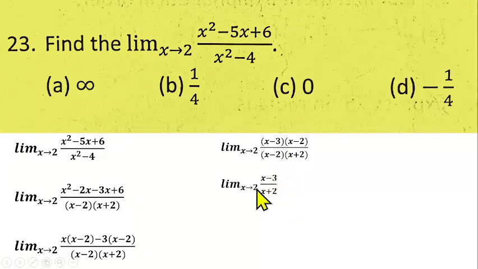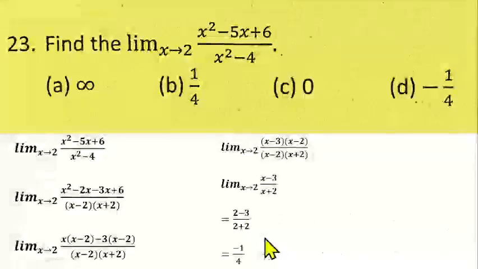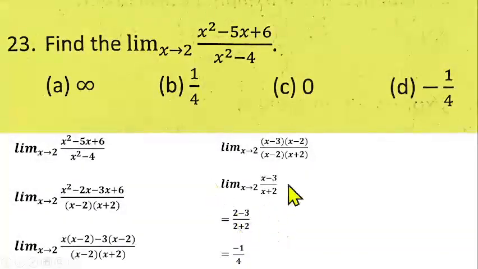At this junction, you can put the value of x in there. So you'll have 2 minus 3, which is minus 1, over 2 plus 2, that gives us 4. So we have minus 1 over 4 as the answer, which is option D.